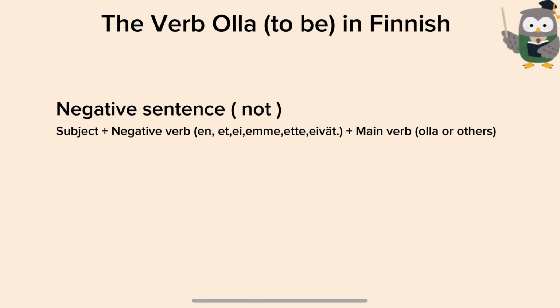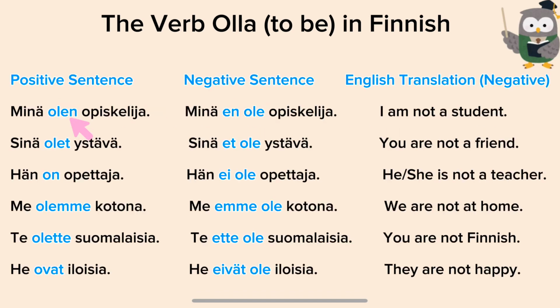In a negative sentence, we use the word ei, which means not, before the verb olla. To make a sentence negative, we simply add ei before the verb. And sometimes we also change the form of the verb a little. Let's go through some examples. The positive sentence is Minä olen opiskelija. I am a student. To make it negative, Minä en ole opiskelija. I am not a student. Here we use en instead of olen to make it negative.